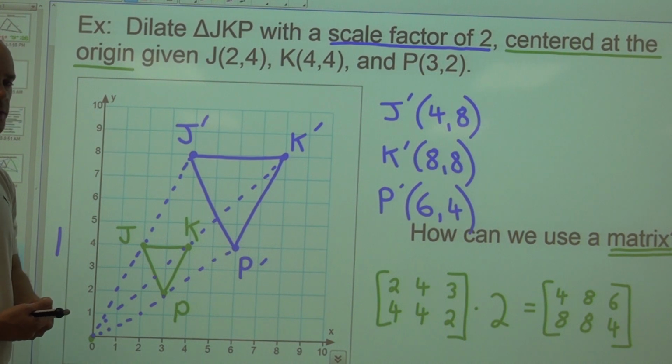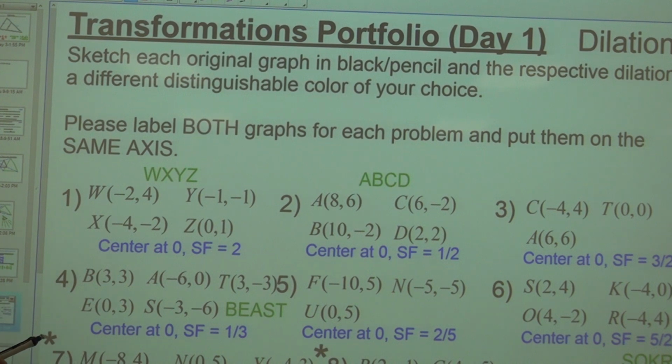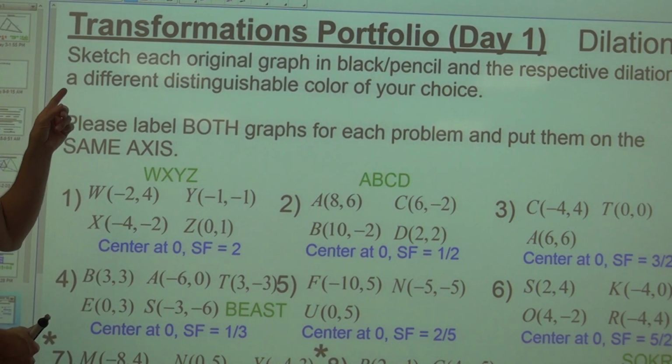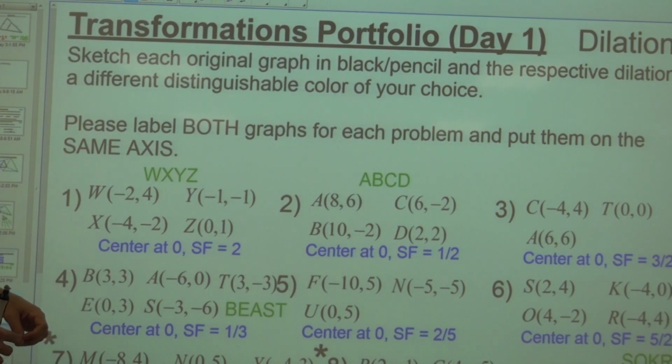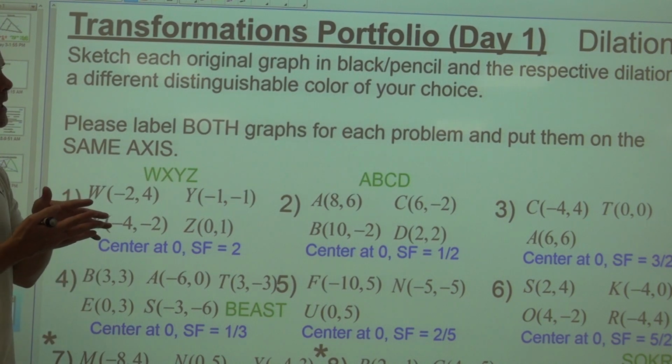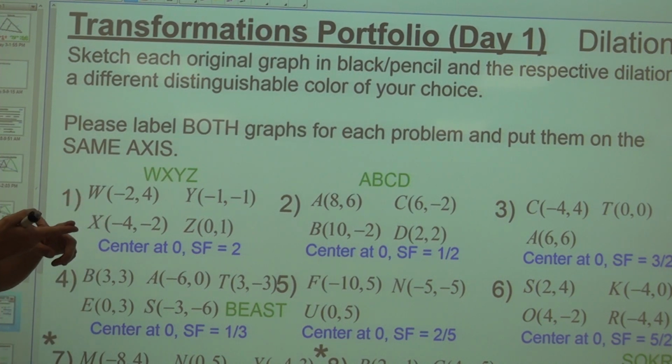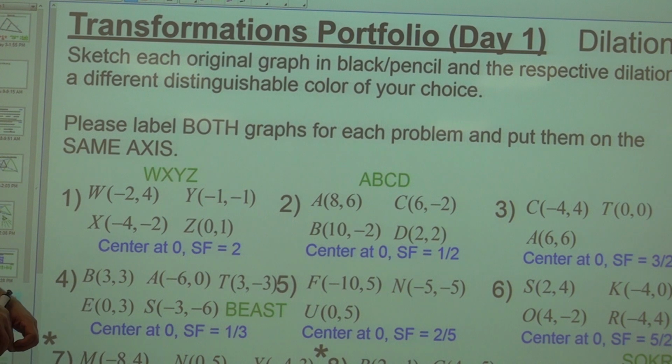Alright, so what are you guys going to do? Well, your task will be this. Each of the next 4 days, you guys will be given a portfolio task. You're going to receive a 4-page stapled packet that has day 1, 2, 3, 4. Obviously today's day 1, called dilations. And your requirement is to finish the first 6. Every day you're required to finish the first 6 as part of your portfolio grade.